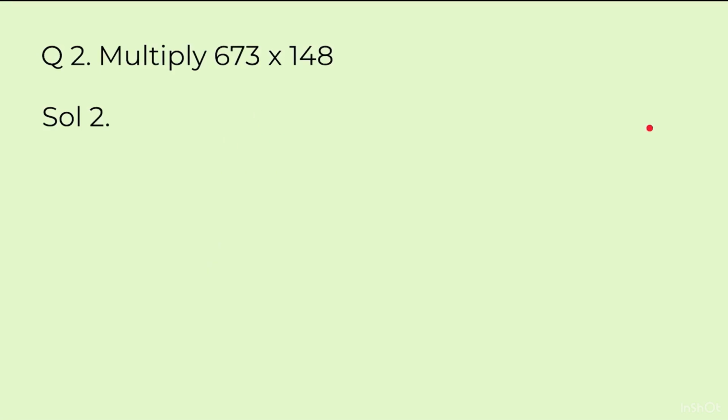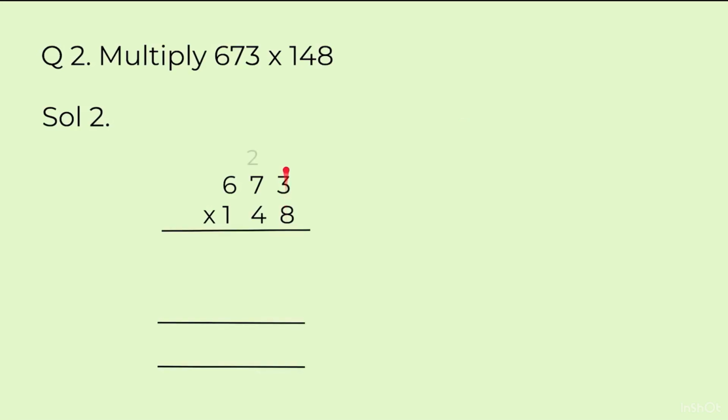Question 2. 673 into 148. We'll start by multiplying 8 3s are 24, 2 at the top, 4 at the bottom. 8 7s are 56 plus 2, 58. 5 at the top, 8 at the bottom. 8 6s are 48 plus 5, 53.